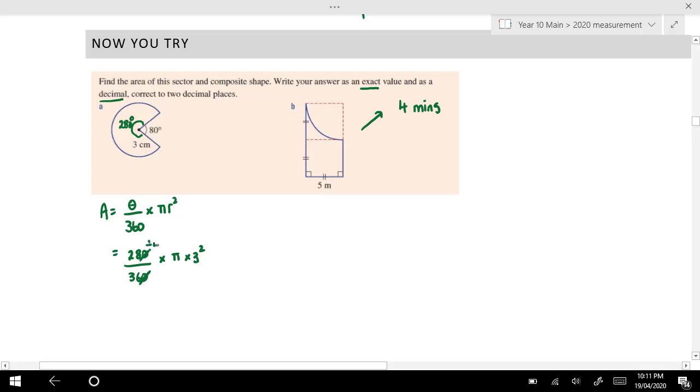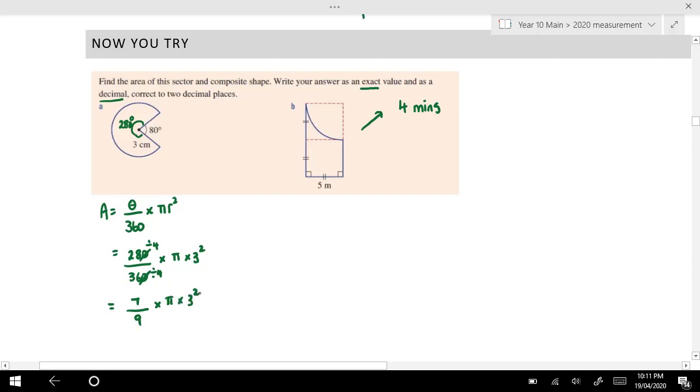Well, I reckon if we divide by 4, that's probably going to be a nice one. So that's going to be 7 over 9. Well, 7's a prime number, so we can't really go any further. Oh, look at this one. This is going to be nice.